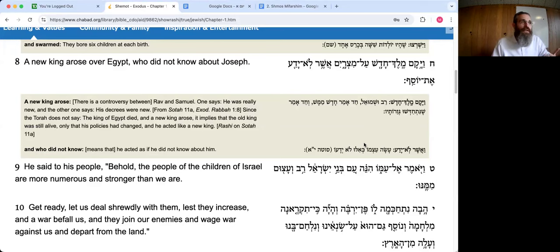So Rashi says there's no way he didn't hear about Joseph. Even if it's a new king or not a new king, it doesn't really matter. It's impossible to take this literally, that he didn't know about Joseph. So therefore Rashi quotes the Talmud: he acted as if he did not know about him. Okay, so I like that better.